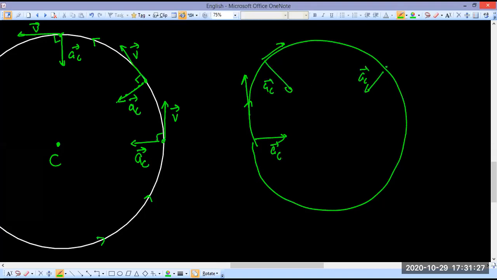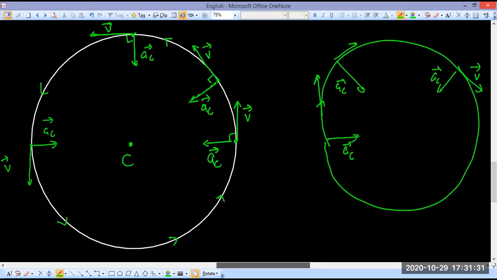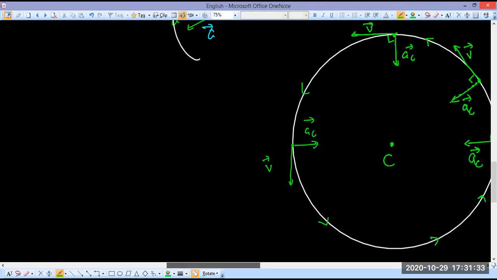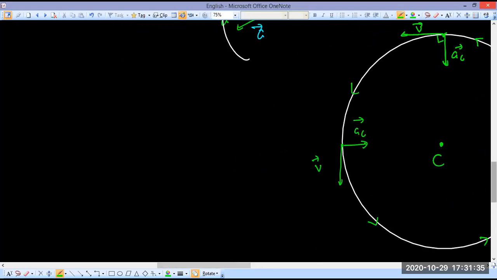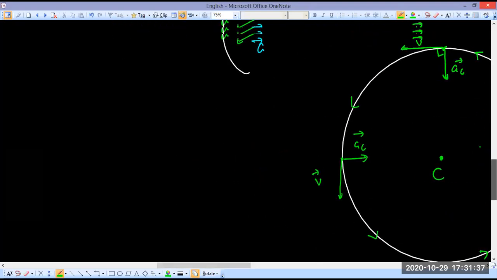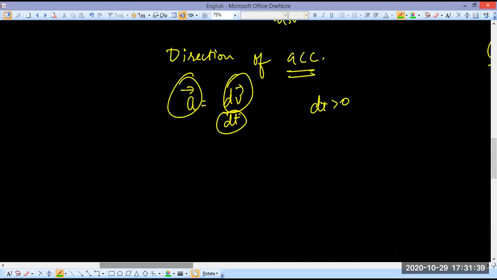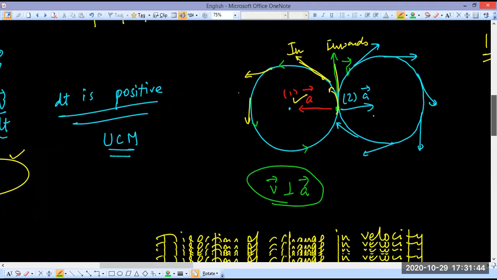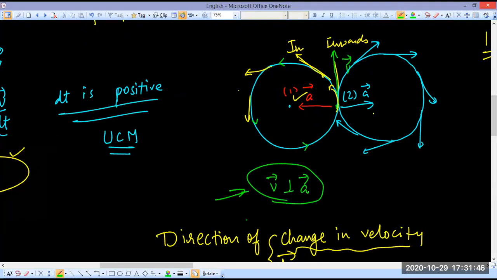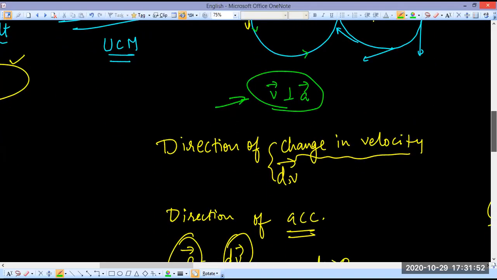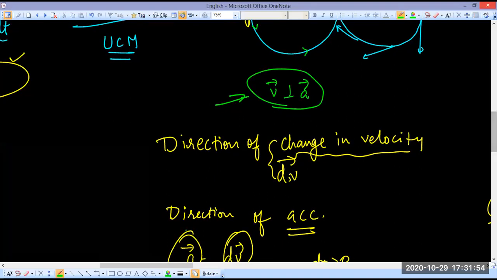I hope that makes sense to you, right? So this is centripetal acceleration. The basic idea to understand is that at every point, the velocity should be perpendicular to acceleration. I repeat, velocity should be perpendicular to acceleration, and the acceleration will try to turn the velocity in its direction.